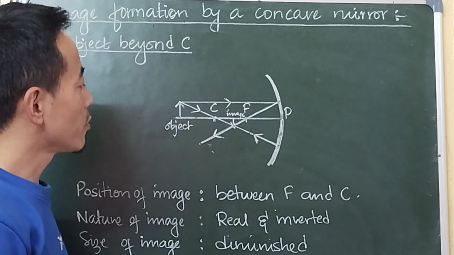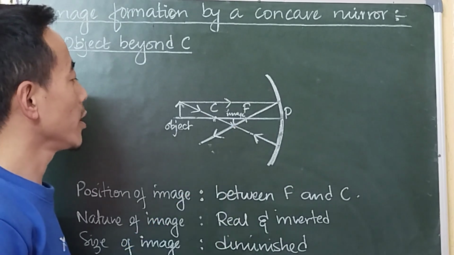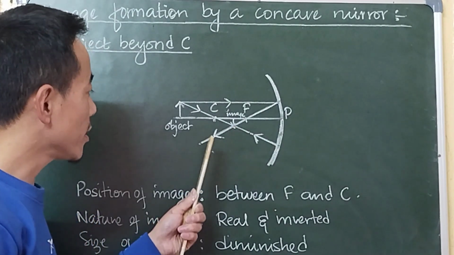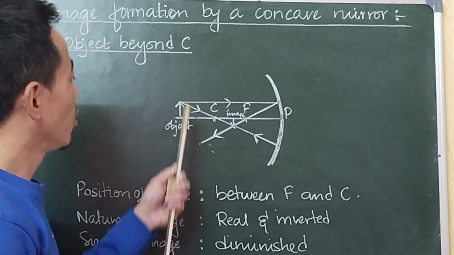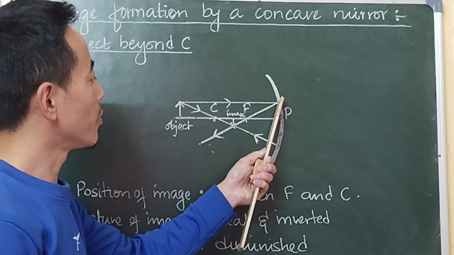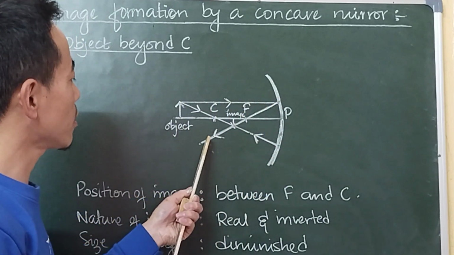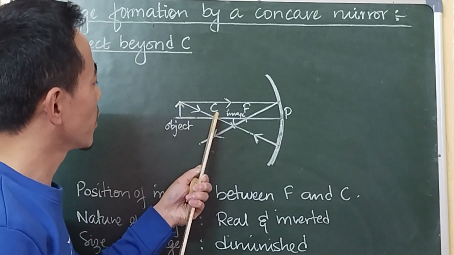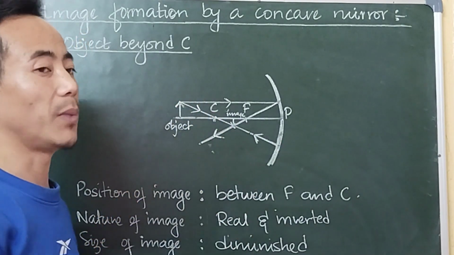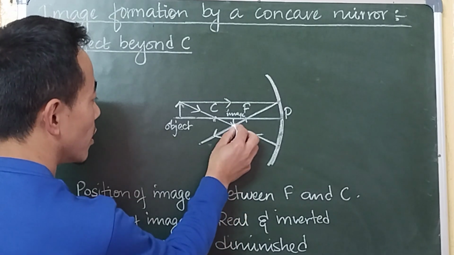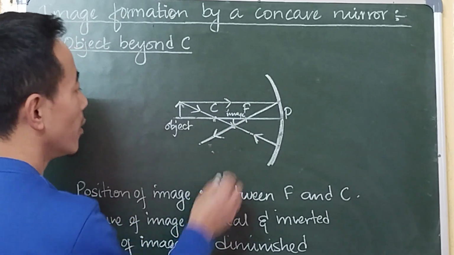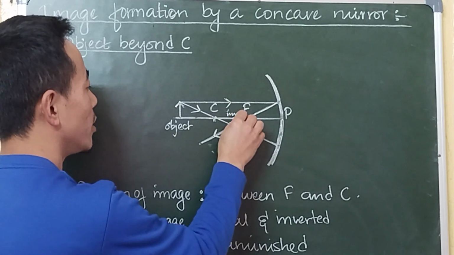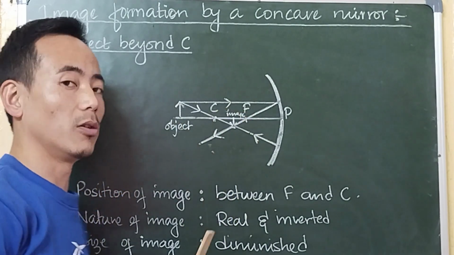The size of the image will be diminished and the nature of the image will be real and inverted. So to form the image, we have used two rules here. One, incident ray parallel to the principal axis passes through the focus. And the second rule we have used here, incident ray passing through the center of curvature will retrace the path. And wherever the reflected rays intersect, from there you have to drop the perpendicular on the principal axis, and this will be the image of the given object.